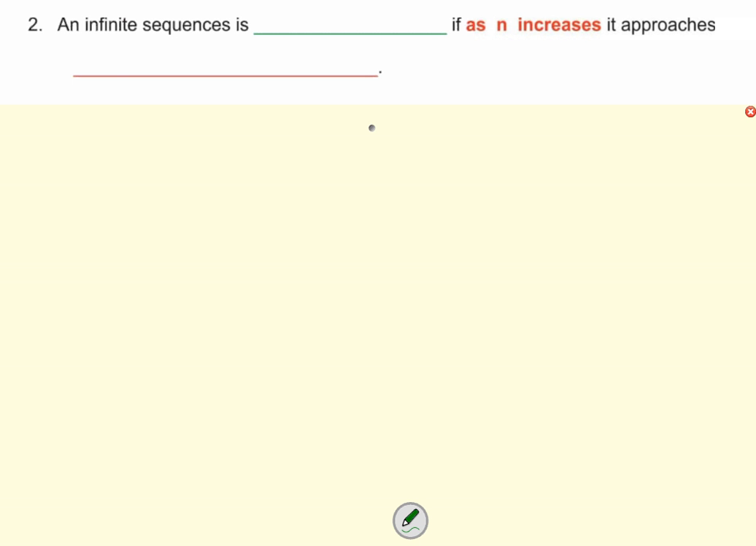All right. An infinite sequence is convergent if as n increases it approaches positive infinity or negative infinity. It can go either way, positive infinity or negative infinity.